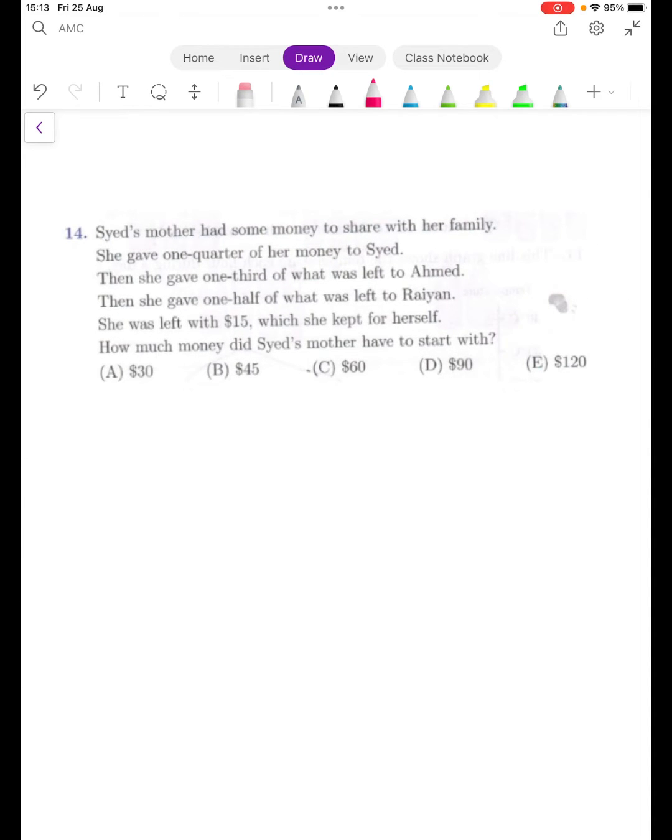All right, let's go on. Sorry if I pronounce this name wrong. Syed's mother has some money to share with her family. She gives 1/4 of her money to Syed, then she gives 1/3 to Ahmed, and one half of what was left to Ryan. She was left with $15 at the end, which she keeps for herself. How much money did Syed's mother have to start with?